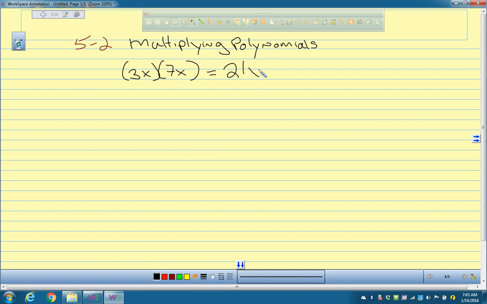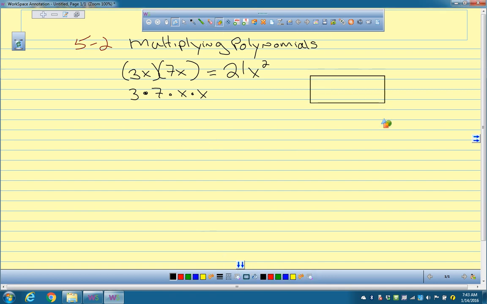Okay? So we talked about this the other day. One way to think about it is you get your numbers together. It's 3 times 7 times x squared, right? Which gives you 21x squared. Another way, and it's probably a good idea to start thinking about these things, is with an area diagram. See how well I could draw a rectangle there? Isn't that cool?